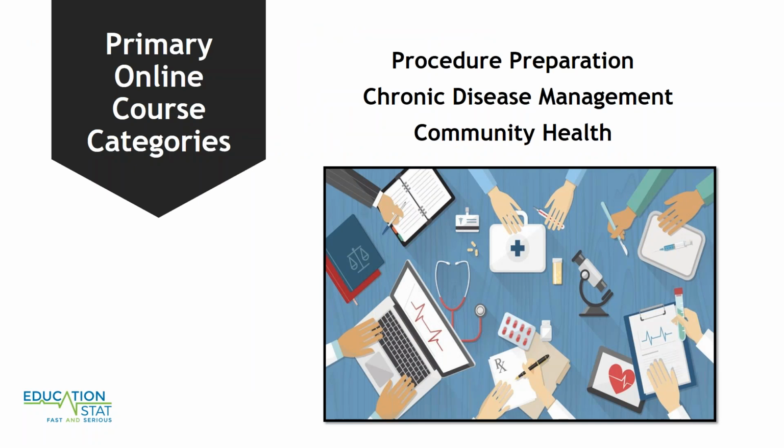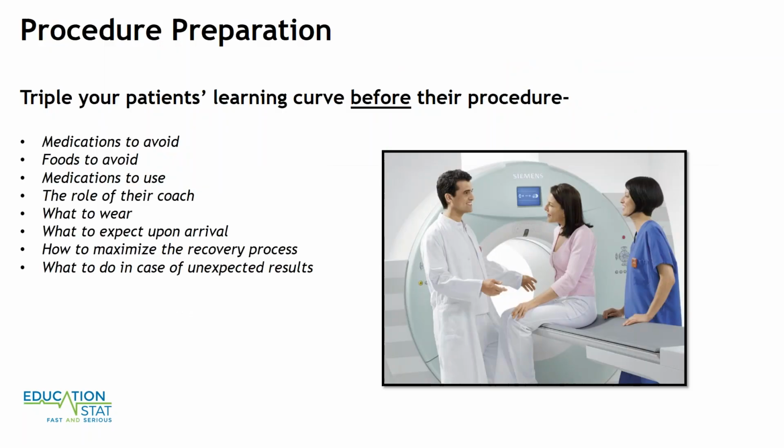When we look at the different types of courses that can be offered online, they can fall into a number of categories. But three sample categories, as an example, in primary online courses are procedure preparation, chronic disease management, and community health. And of course, there's quite a few more. In procedure preparation, we can triple our patient's learning curve before their procedure, right down to the individual patient level.